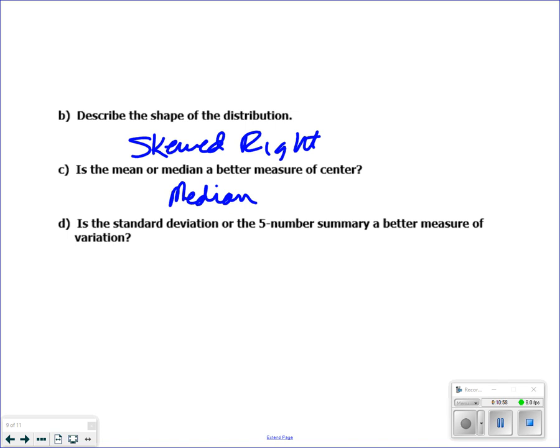Is the standard deviation or a 5-number summary the better situation here? If something is skewed, you're going to use a 5-number summary.